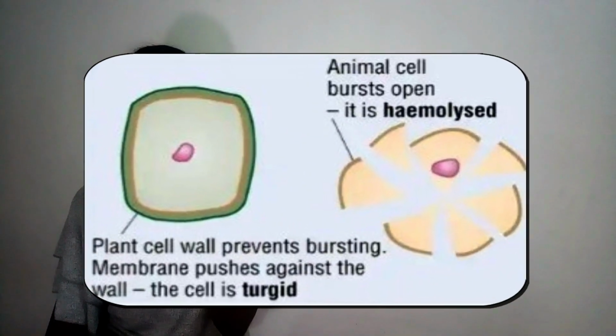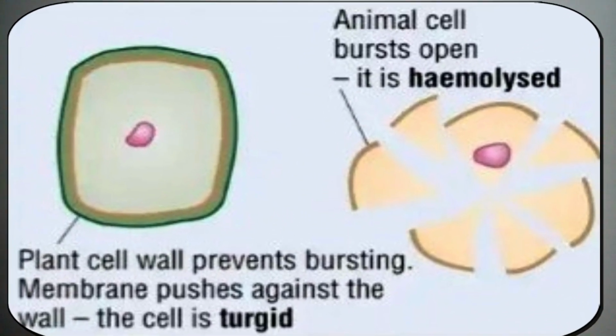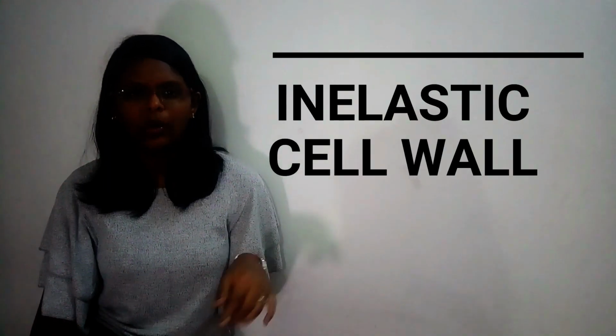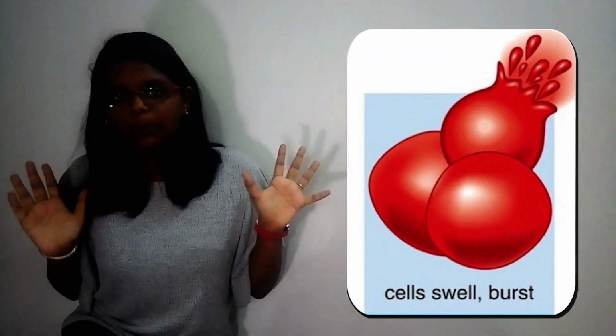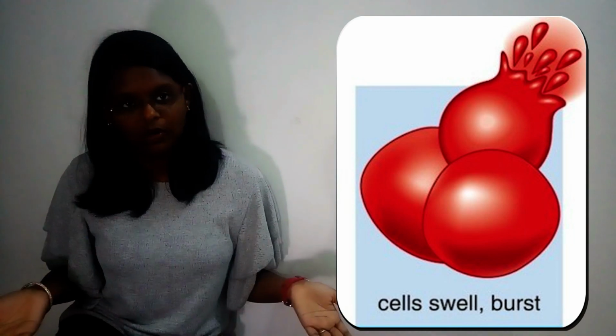What is it, Shreya? As the plant cell expands, it won't burst because of its special feature, its inelastic cell wall. Sadly, it's not present in animal cell. So animal cell expands to its maximum potential and it finally bursts off.